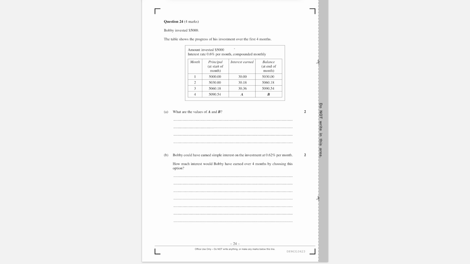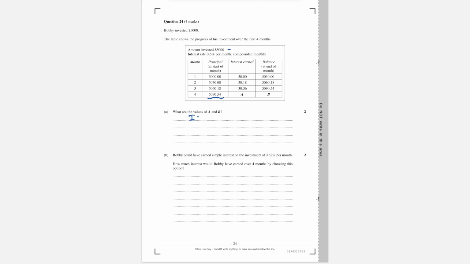Bobby invested $5,000. The table shows the progress of his investment over the first 4 months. What are the values of A and B? Okay, so we can see that the amount started off with 5,000 and it is compounded monthly at 0.6% per month. So to get the value of A, all we're doing is taking this principal and applying the monthly interest rate to it. And yeah, it's as simple as that.